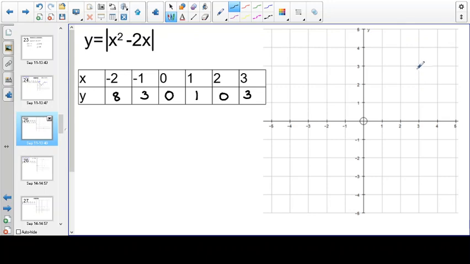So if we plot these: (3, 3), (2, 0), (1, 1), (0, 0), (-1, 3), and that one's gone off. So that graph, I'm not just going to make a W shape because it was supposed to be a quadratic. If that was to carry on, that would go down like that.